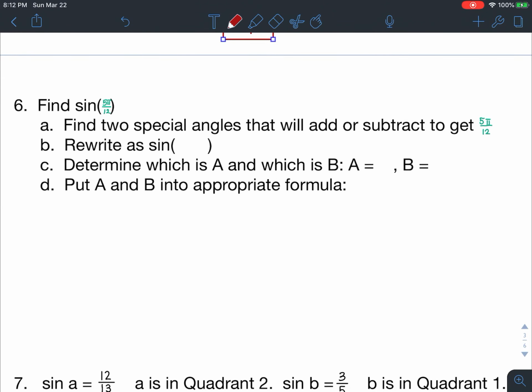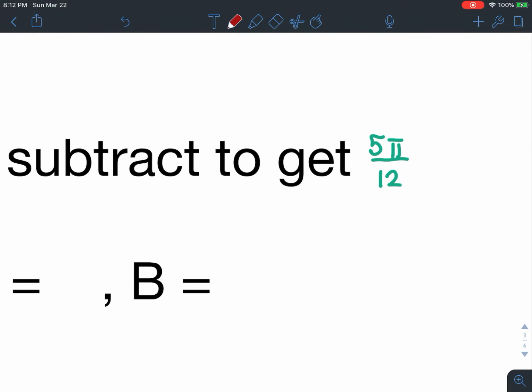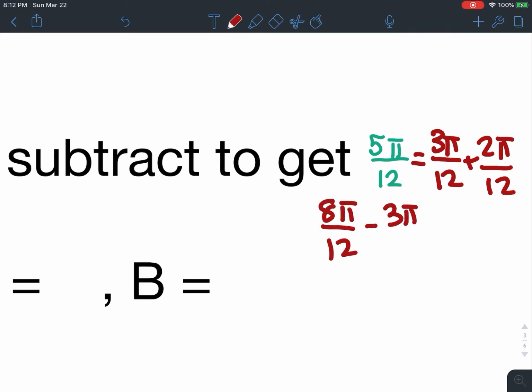Let's try another one. Find sine of 5 pi over 12. So again, you're going to think about two special angles that will add or subtract to get 5 pi over 12. But you don't have to worry about the thirds and the fourths and the sixths just yet. You can just work with twelfths, and then you can simplify them to see if it's going to work. So 5 pi over 12, let's see. I could do addition with 3 pi over 12 plus 2 pi over 12. I could do subtraction with 8 pi over 12 minus 3 pi over 12.